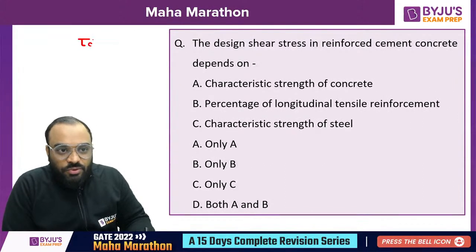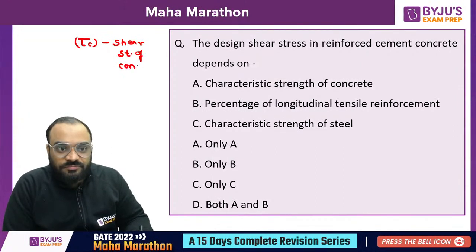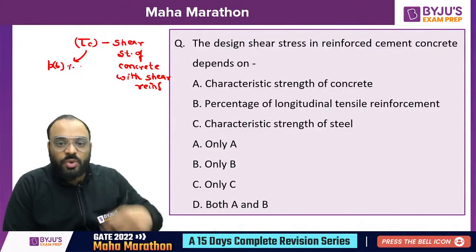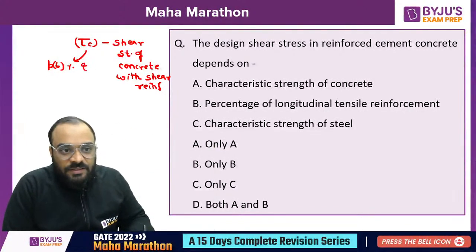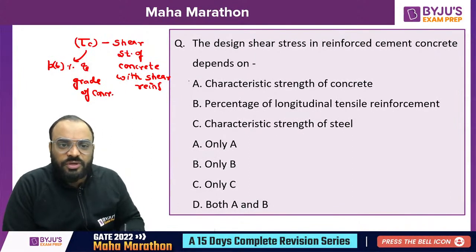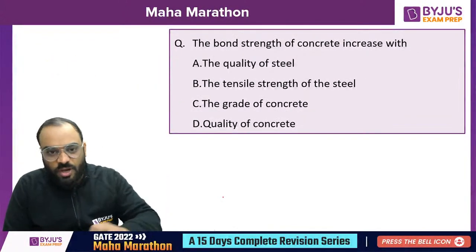Guys, do you remember the tau C value, which is nothing but the shear strength of concrete without shear reinforcement? And this value will depend upon the percentage of tension reinforcement which you have provided. And the second one is the grade of concrete, right? Which grade of concrete you are using? That's why A and B are correct answers. C is wrong. D is the correct answer. Very good, very fantastic.